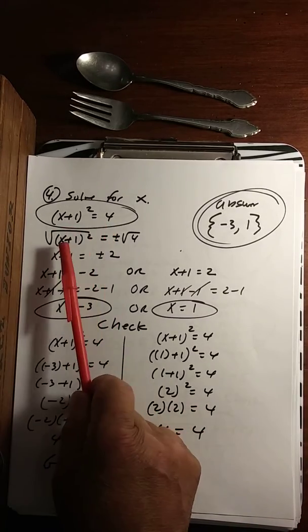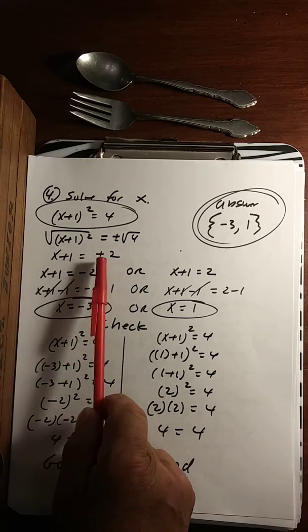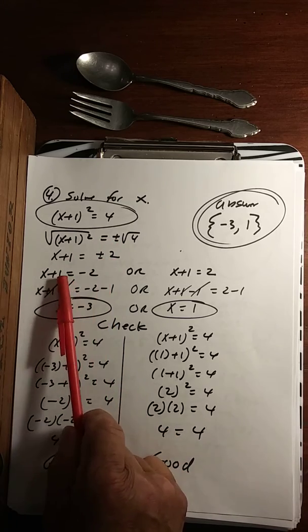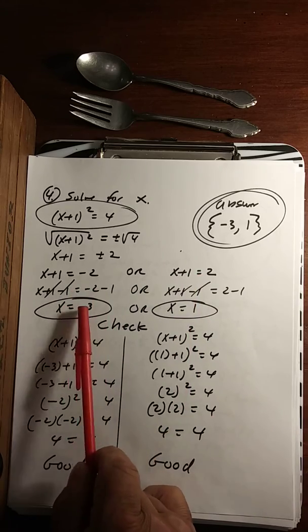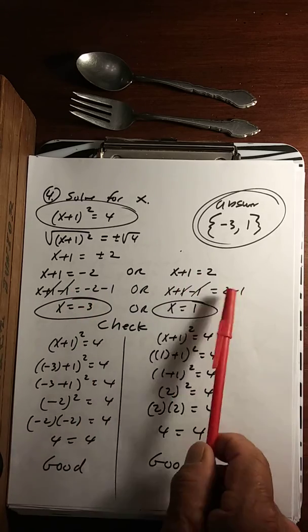X plus 1 squared is 4. Square root of this, square root of this. So x plus 1 equals plus or minus 2. X plus 1 equals -2. X plus 1 equals 2. Minus 1, minus 1. So x equals -3. Minus 1, minus 1. So x equals 1.